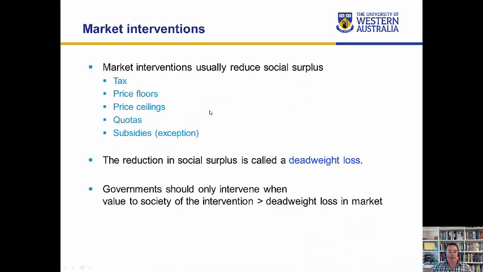Okay, then once we appreciate the value of competitive markets and how they generate allocatively efficient outcomes, there are a number of interventions that we need to look at, and what we'll be doing is looking at some of these interventions and determining how they actually affect the market outcome.